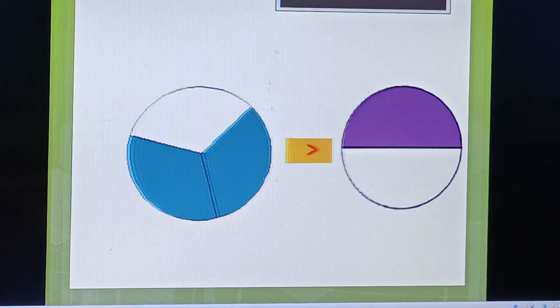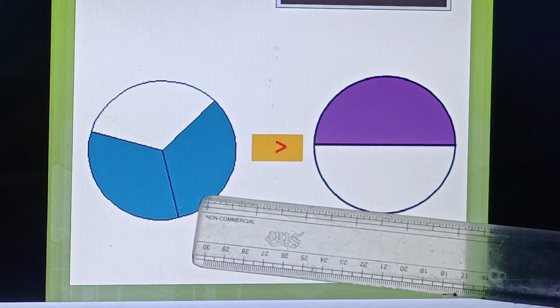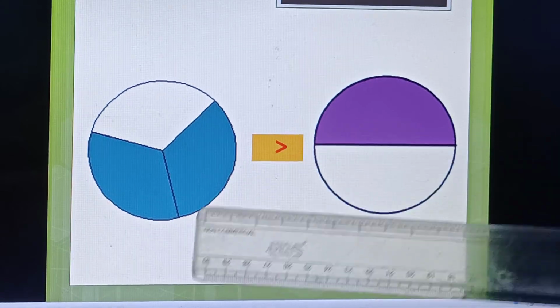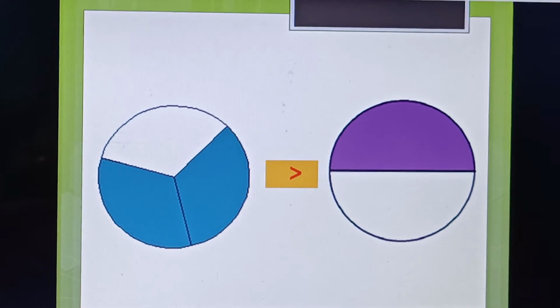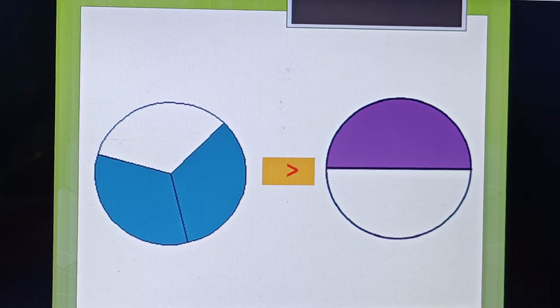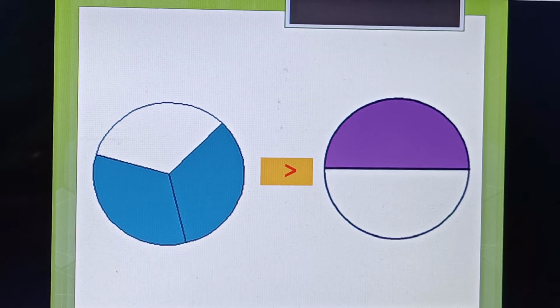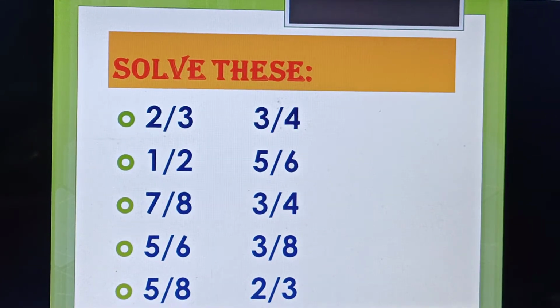Now we move on to the last example. Here the fraction shown is 2 by 3 and 1 by 2. And as we clearly see, 2 by 3 is greater than 1 by 2. I hope by now you must have understood the concept of fractions. Now I am going to give you some questions based on whatever we have learned till now.